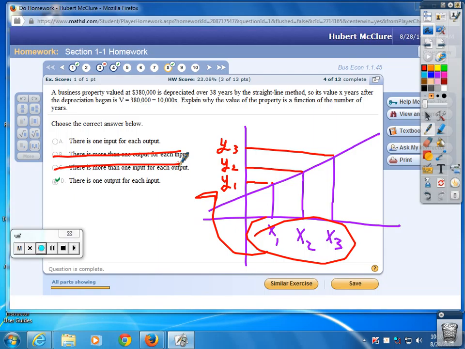Okay. So that's why this is the answer, because this says there is one output for each input. Now, you English people, you grab onto this, because it's a play on what? It's a play on words. They're trying to mix you up by the word. So you have to think about it a little bit. There's your answer.